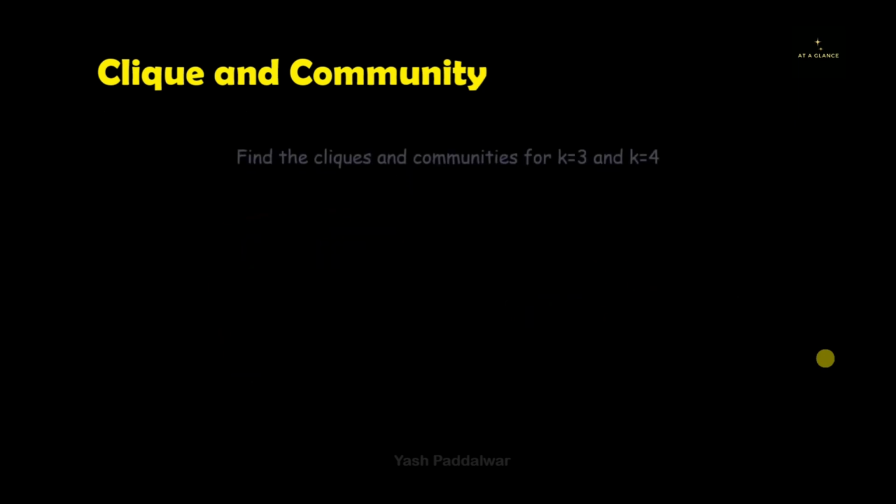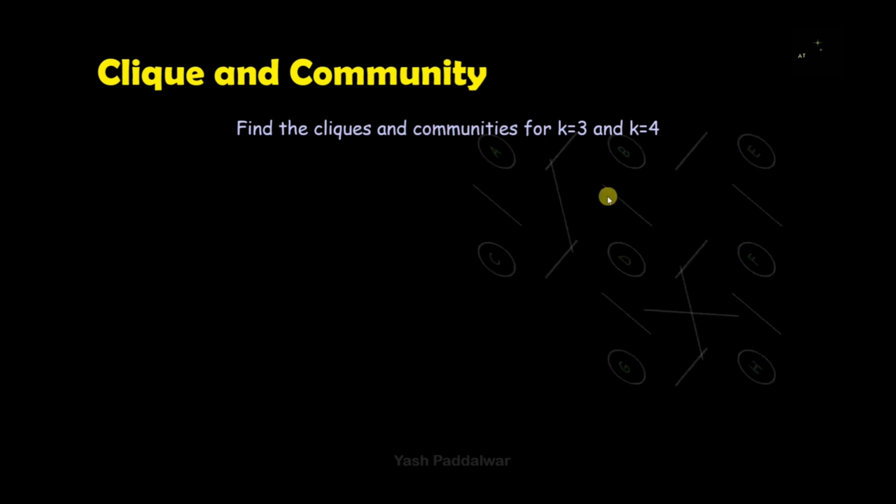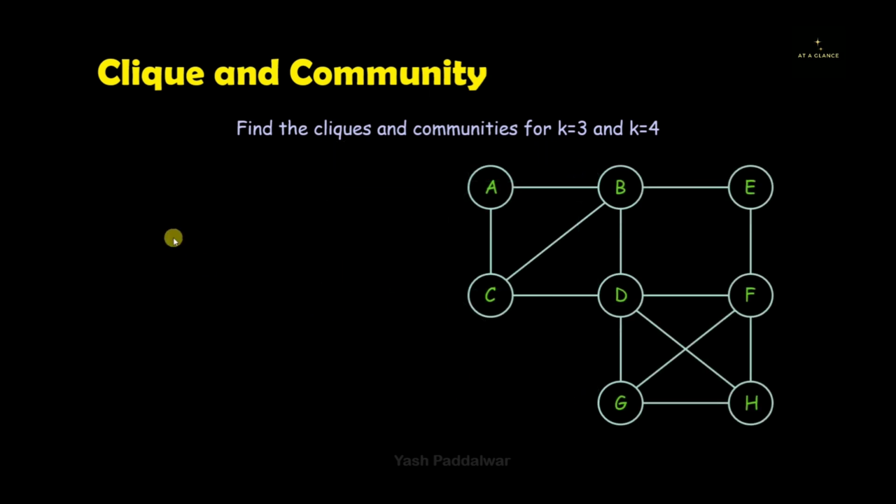So I hope all the examples of cliques and communities are clear to you all. Now we'll look into a big example for finding out the cliques and communities for k equals to 3 and 4. Here you can see that we have a big graph of total 8 nodes. Each and every node is connected to some other nodes in a particular fashion. Now we will look for all the cliques and communities for k equals to 3.